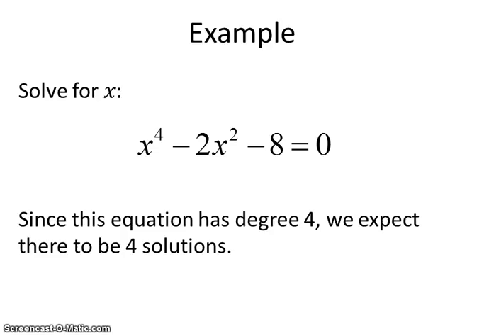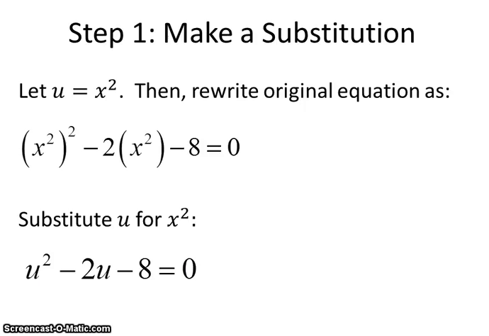In order for us to use the quadratic formula, we need to have it in the form ax squared plus bx plus c equals 0, and we don't have that, so we need to make a substitution so that we can find our answer. We note that this equation has degree 4, so we're going to expect there to be 4 solutions.